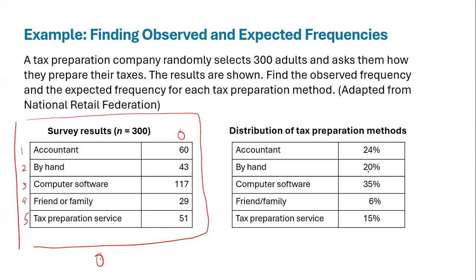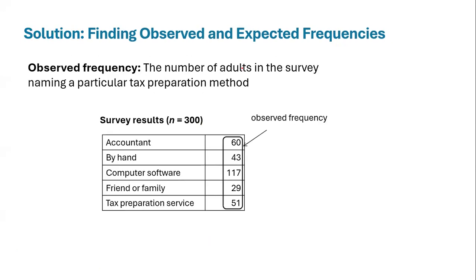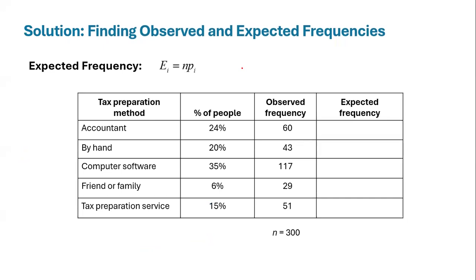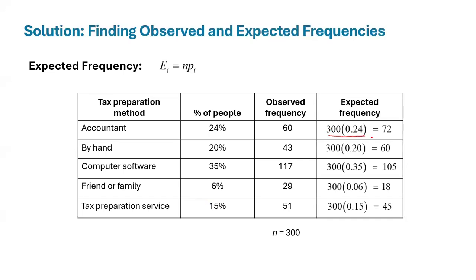So if I want to find the expected frequency, I need to multiply each of these probabilities by the sample size. The sample size is 300. And if I multiply each of these percentages by 300, I will find the expected frequency. So we have 300 in a sample, and I know that 24% use an accountant, and if I multiply 300 by 0.24, I get 72 as the expected frequency. Now we have both the observed and the expected frequency for the categories.